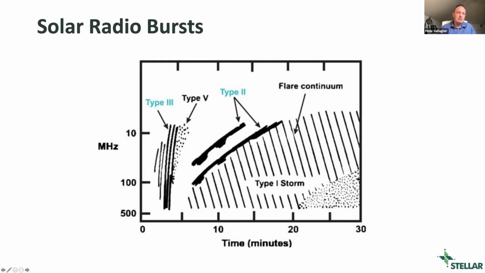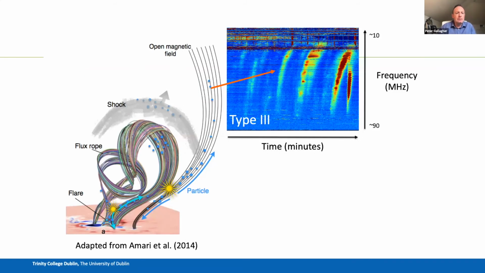You've also got type 2s, which, you know, have a fundamental and a harmonic structure. They're drifting lanes, and there's a lot of fine structure in here. You can have these so-called noise storms here as well, which are very broadband, and type 5 storms and type 4 storms and so on, which other speakers will go into. And you can relate these, though, to the theoretical models that I talked about earlier.